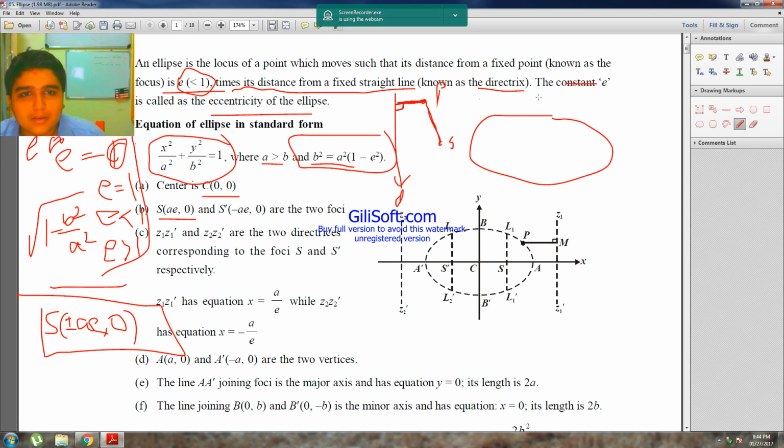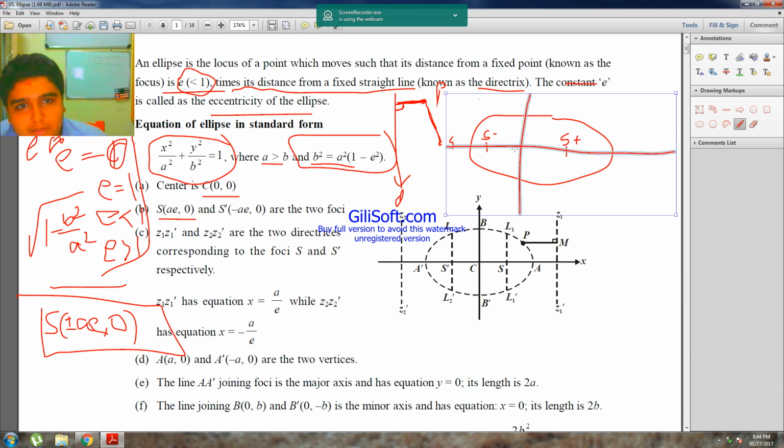So one of the foci being, for instance, we take case 1 of the ellipse along the x-axis. Then one of the foci is in the positive x direction. This would be one of the foci, and this would be another focus. The S over here would be minus ae, 0, and the S over here would be plus ae, 0. So we got two foci in the case of the ellipse, and this is the center, obviously. This thing over here is the origin or the center.